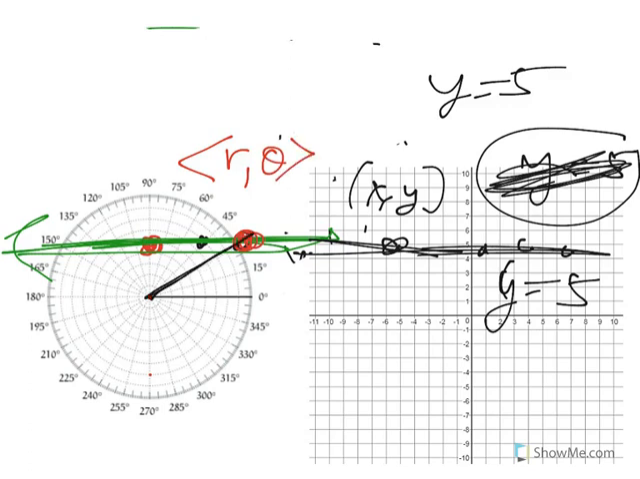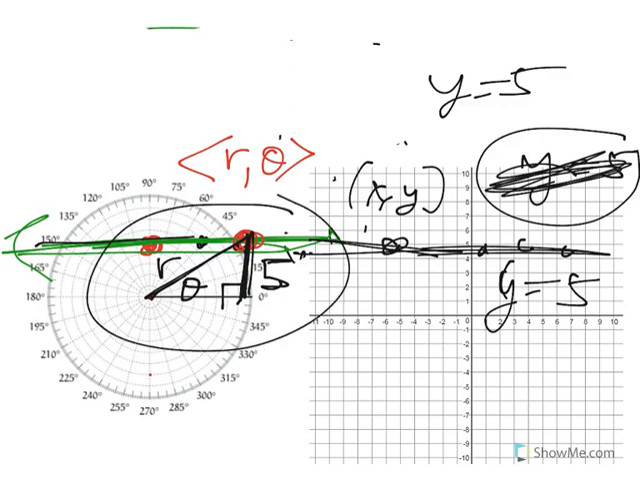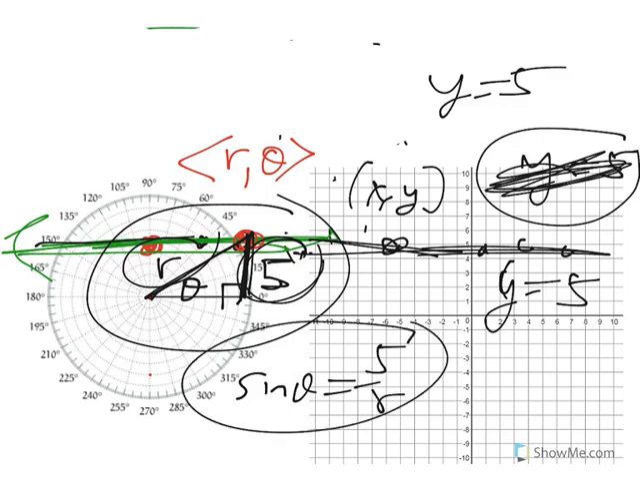Then I can make this line here and call this line segment r, and I can make a right triangle and put theta here. And we know this number is 5 because this line is y equals 5, so this distance is going to be 5. Then I look at this triangle and make a relationship. The 5 is the opposite and the r is the hypotenuse, so I can say that sine theta equals 5 over r, which is an answer, but it's better to multiply both sides by r and divide both sides by sine theta.